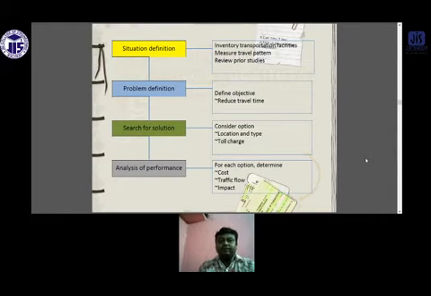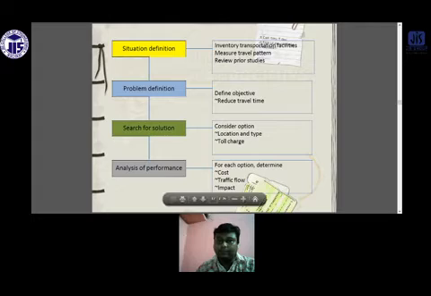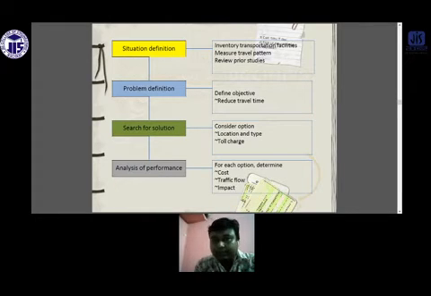So this one is the situation definition, meaning what are the various situations. So the inventory of transportation facilities, and measuring the travel pattern. Then the review of prior studies, meaning we have to do some review studies. As I said, the review study is highly essential, because until and unless we do a previous study or the previous literature survey, it is not possible.